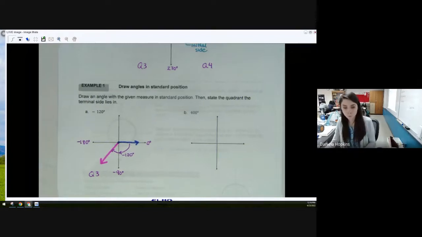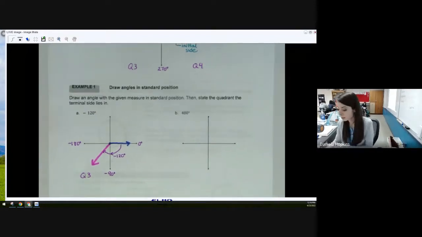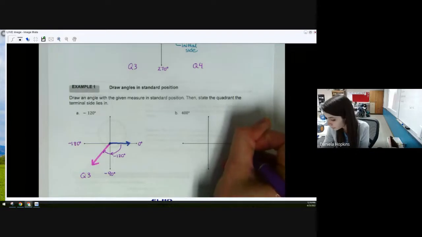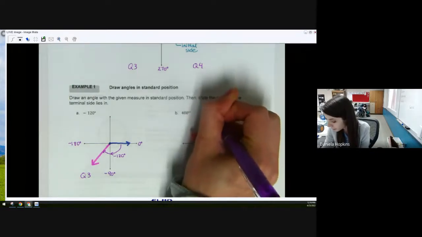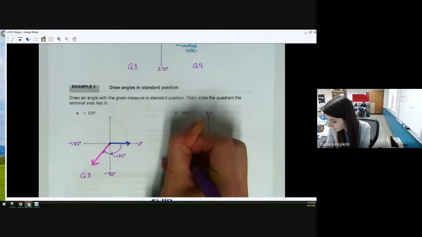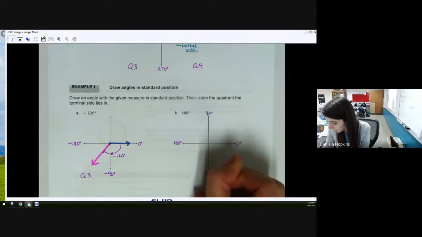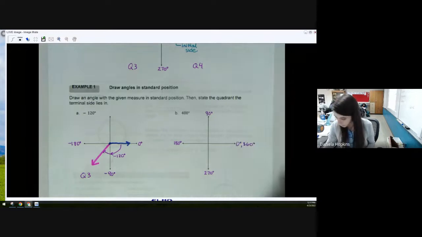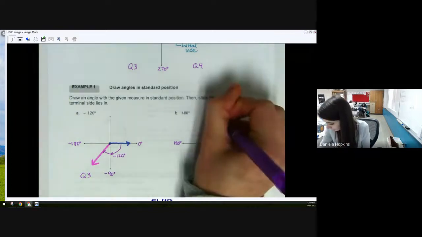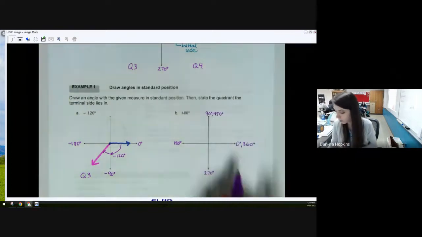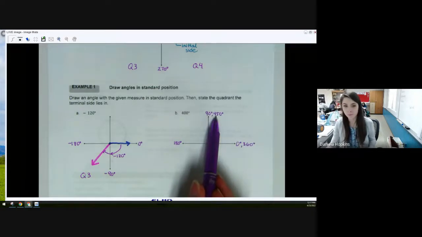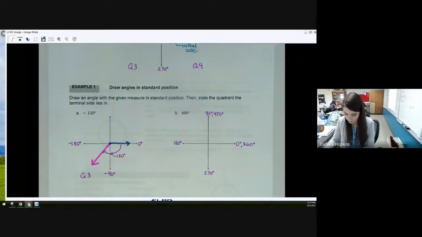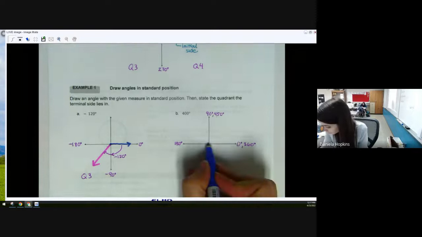So the next one is 400 degrees. So now this is positive, so I can run in the normal direction. So I have 0 degrees, 90 degrees, 180 degrees, 270, and then 360 is actually not enough. So I'm going to go past 360. I'll do another, what's 360 plus 90? 450. All right, so 360 plus 90 would be up to 450 up here. So I'm going to still start with this initial side.